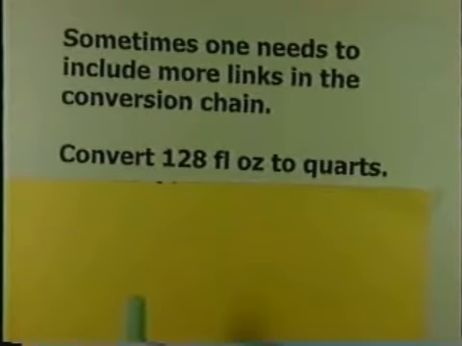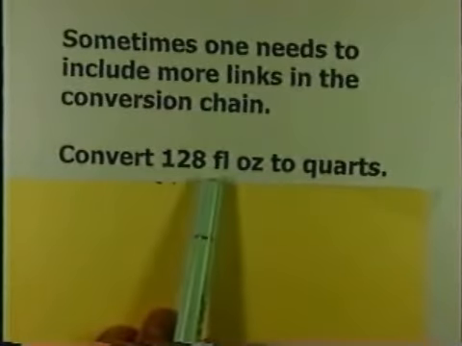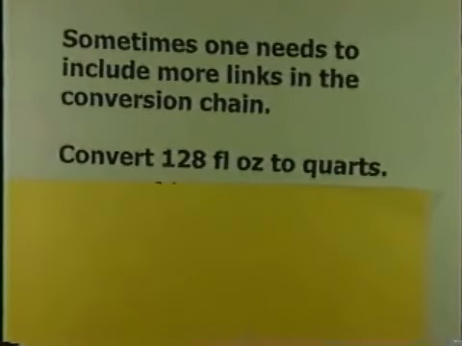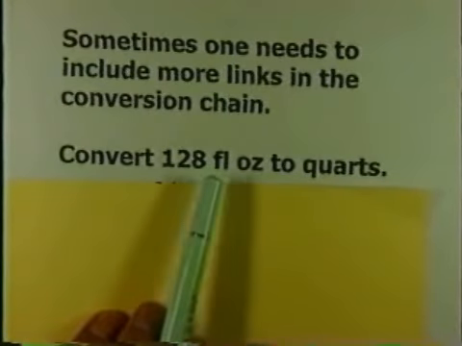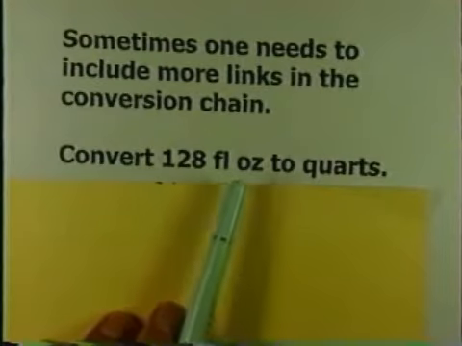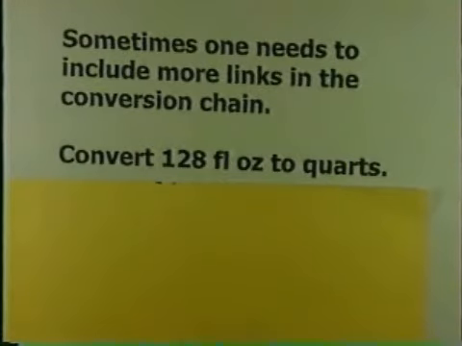Sometimes one needs to include more links in the conversion chain. For example, let's convert 128 fluid ounces to quarts. Now I can't go straight from fluid ounces to quarts. The reason is I don't have a conversion between fluid ounces and quarts. Go back to the conversions that you learned earlier, or the ones that I told you you needed to know for capacity.